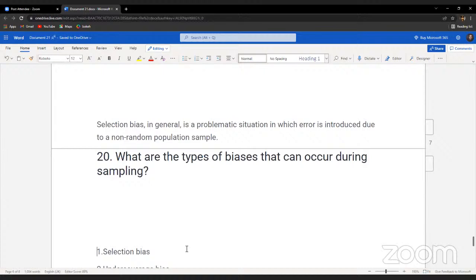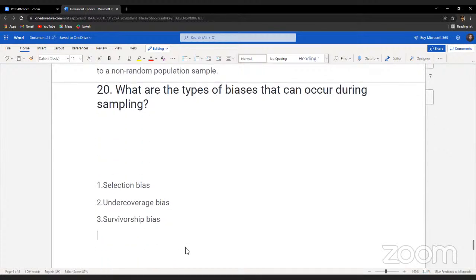There are three types of biasing techniques, and those are selection bias, undercoverage bias, and survivorship bias.